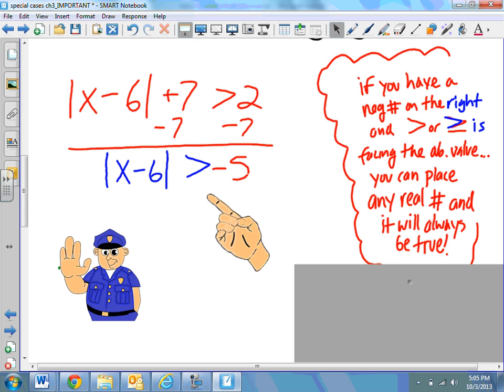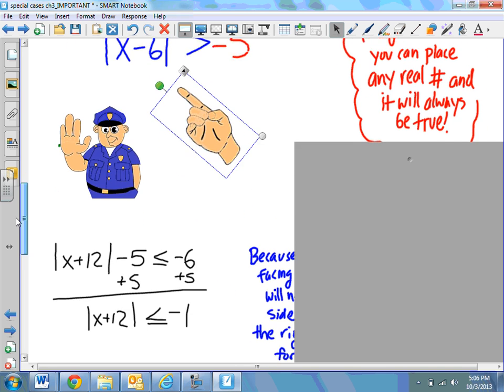your answer should be all real numbers right here. All real numbers, okay? Here I wrote, if you have a negative number on the right side and greater than or equal to is facing the absolute value, you can place any real number and it will always be true. So basically it's all real numbers, or infinitely many solutions, because this is always going to be true. Let's go ahead. Keep going.